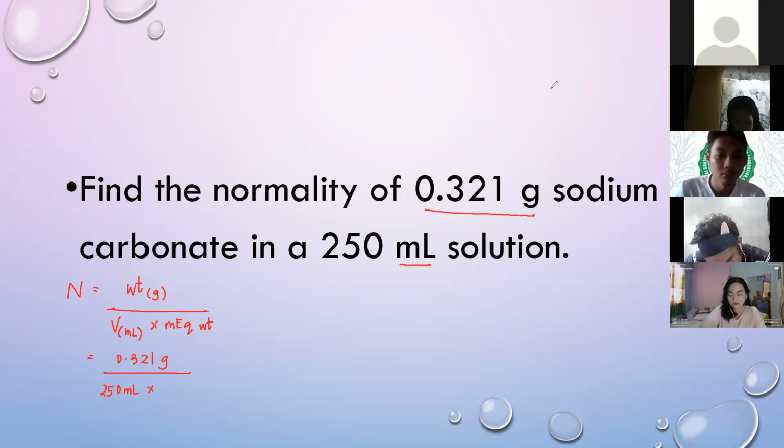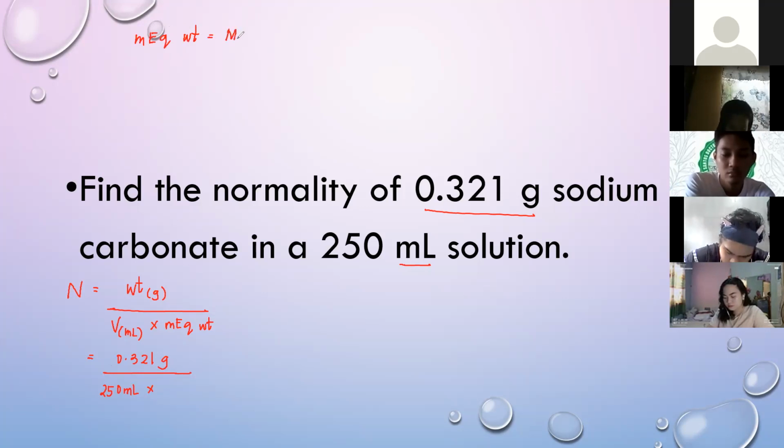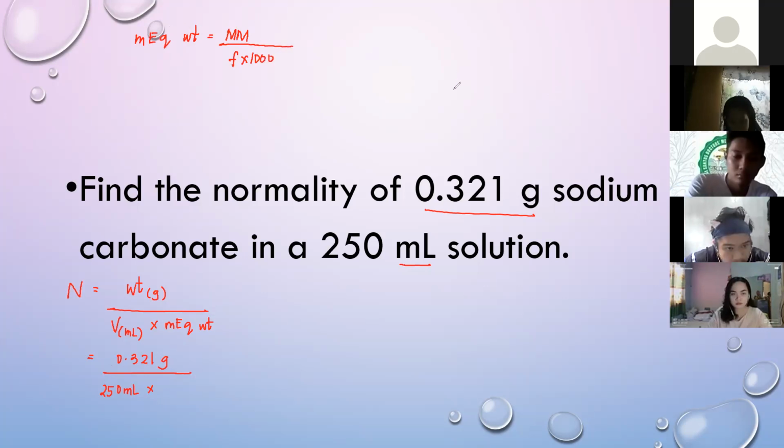So, we cannot proceed with the computation. So, I have given you the formula for the milli-equivalent weight. This is molar mass divided by the F times 1,000. Okay? So, yung molar mass, this is sodium carbonate. If you're going to compute for the molar mass, you have to know the formula first. Chemical formula of sodium carbonate.